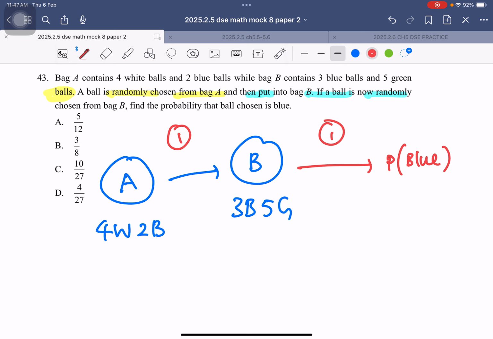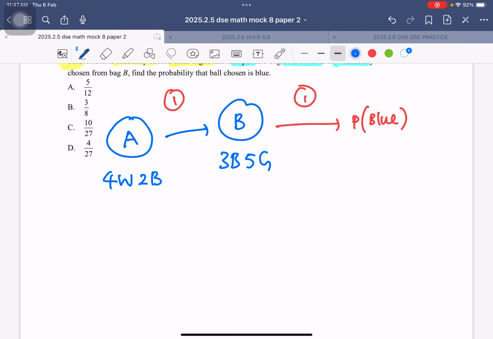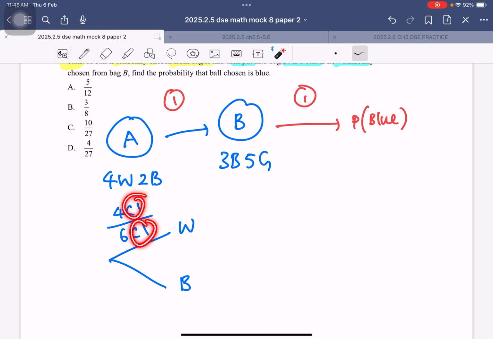Okay, so we consider it case by case. First of all, let's see from here. It's getting the ball from A, so it's either 1 white or 1 blue. What's the probability to get a white ball from bag A? 4C1 divided by 6C1. The reason I use C1 is to emphasize that out of 4 balls I choose 1, and out of the 6 total balls I choose 1. That gives you 2/3.